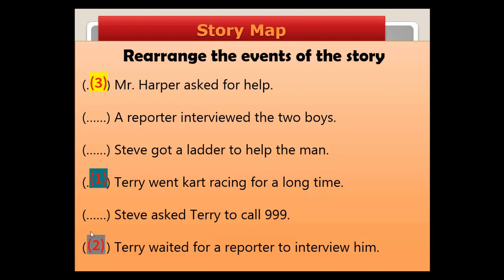Number 3, Mr. Harper asked for help. Number 4, Steve asked Terry to call 999. Number 5, Steve got a ladder to help the man. The final step is the reporter interviewed the two boys.